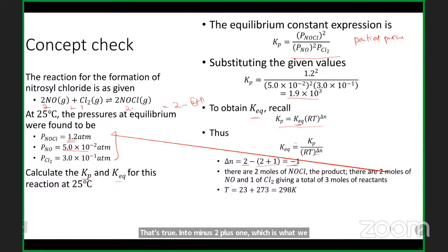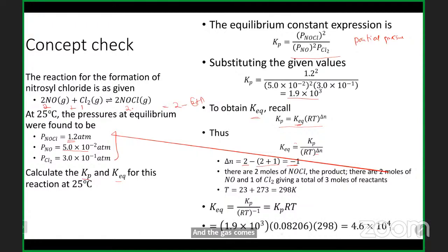So our temperature is 298, and the gas constant is 0.082. This gas constant has the unit of atmosphere liter per mole per Kelvin. It doesn't have the unit of joule per mole per Kelvin. And we have used this value of R because of the original units of the pressure.